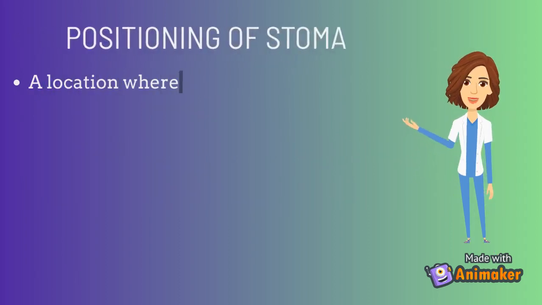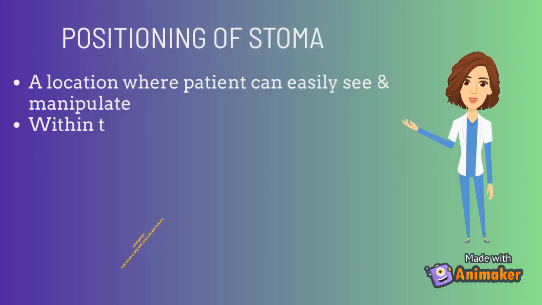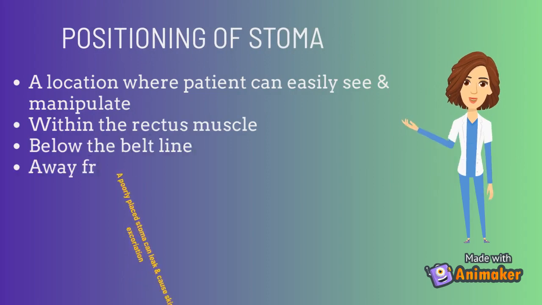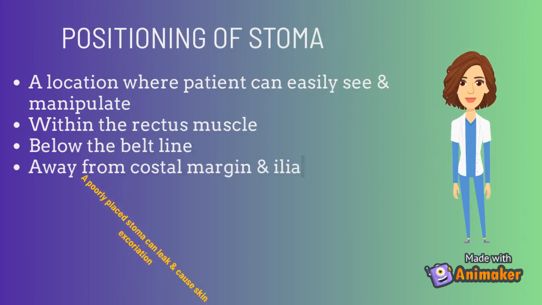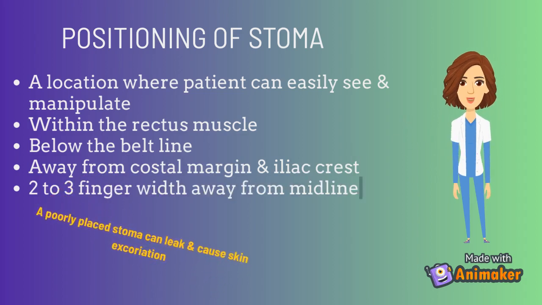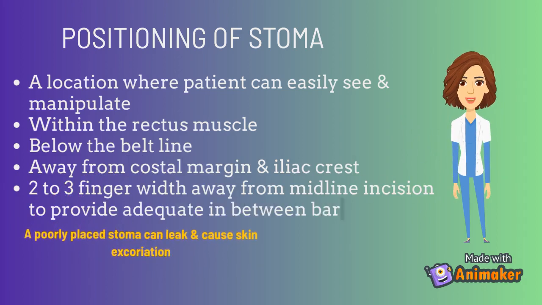The positioning of the stoma is very important. It should be positioned where the patient can easily see and manipulate it, within the rectus muscle, below the belt line, away from the costal margin and iliac crest, and 2 to 3 finger widths away from the midline incision to provide an adequate in-between barrier. A poorly placed stoma can leak and cause skin excoriation.